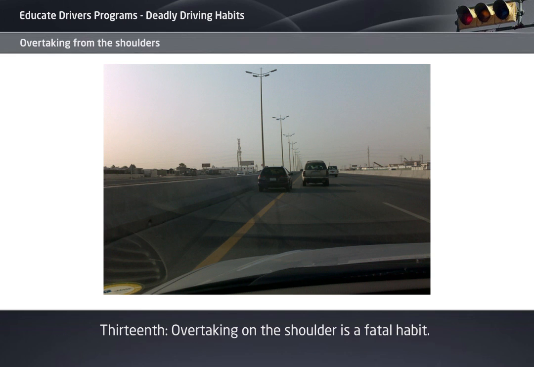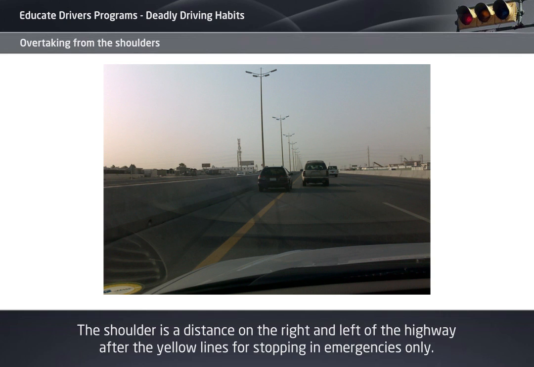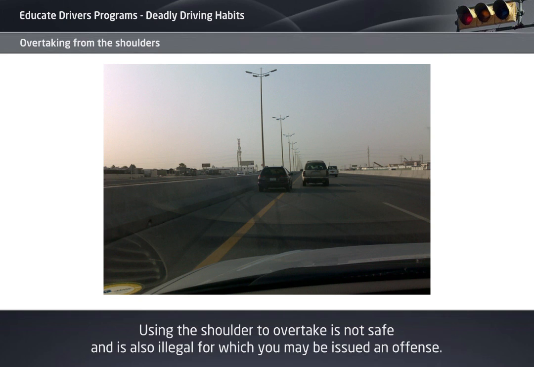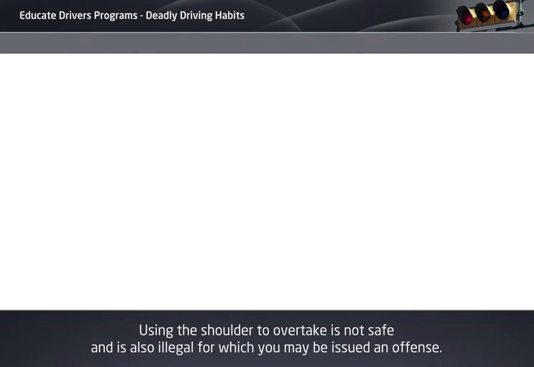apart. 13th, overtaking on the shoulder is a fatal habit. The shoulder is a distance on the right and left of the highway after the yellow lines for stopping in emergencies only. Using the shoulder to overtake is not safe and is also illegal, for which you may be issued an offense.